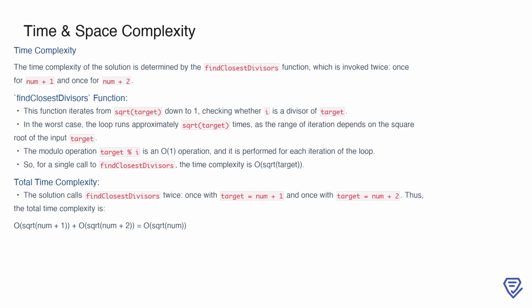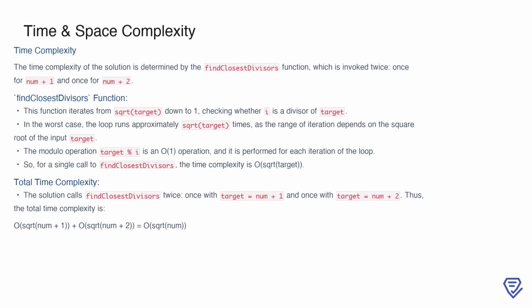For each iteration, we perform a modulo operation, which is constant time, or O(1). Since the loop runs approximately sqrt(target) times, the complexity of one call to find closest divisors is O(sqrt(target)). Because this function is called twice, the overall time complexity becomes O(sqrt(number plus 1)) plus O(sqrt(number plus 2)).